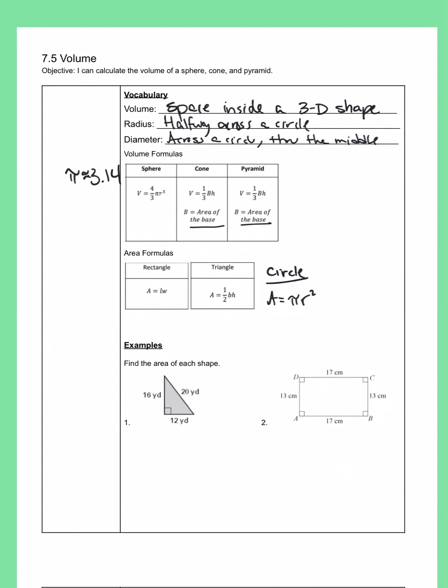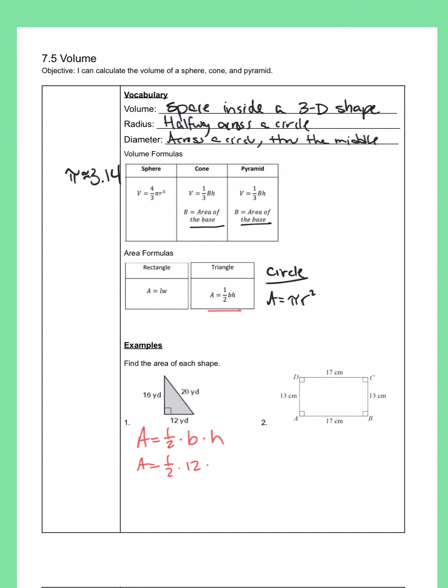Alright, so let's look at our first 2 examples. We're going to find just the area of these shapes. We're going to use the triangle area formula for number 1. So we have a triangle, and area equals 1/2 times the base times the height. The base of the triangle is going to be this one here on the bottom, so we'll go with the 12. So area equals 1/2 times 12 times.